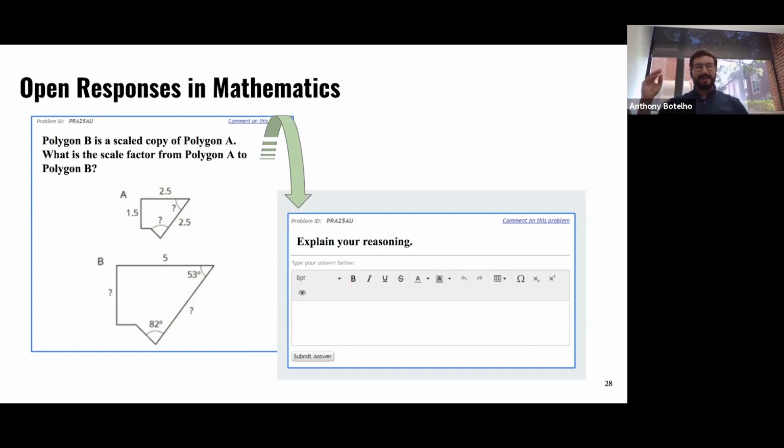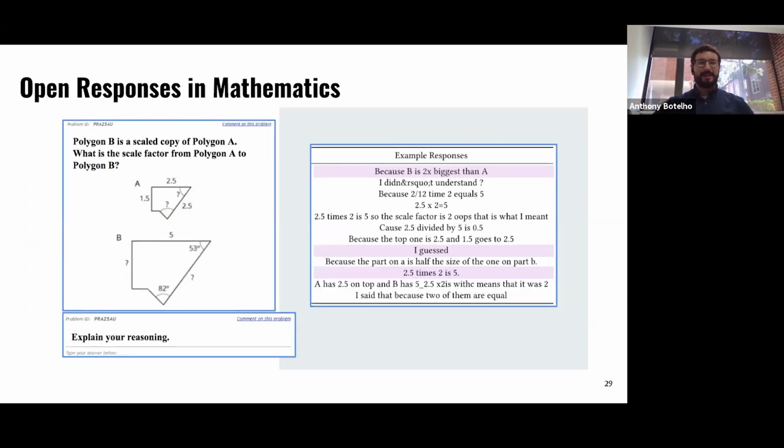And on the next slide, I included a few examples pulled from this problem from the data set that we had, just to illustrate the variety of answers that we tend to get. Again, there are varying ways of expressing this. One student said, "because B is 2 times biggest than A," which you can assess shows the student understood the mathematical concept, but linguistically it's different from another student who might say "2.5 times 2 is 5," recognizing the answer. So effectively, a lot of these students are saying semantically or meaningfully the same thing, but express it in various different ways.